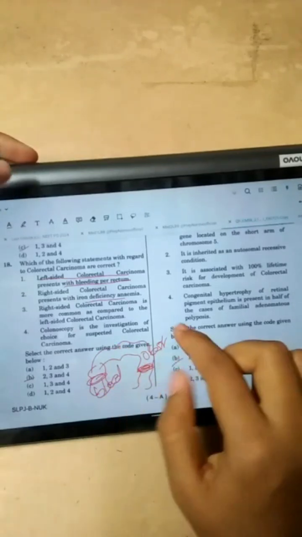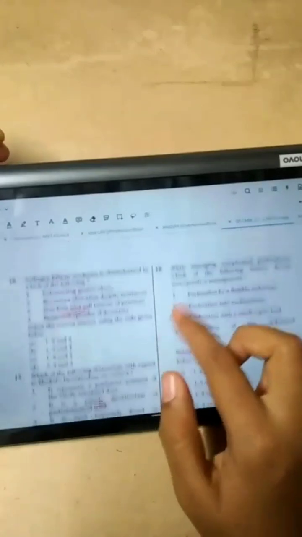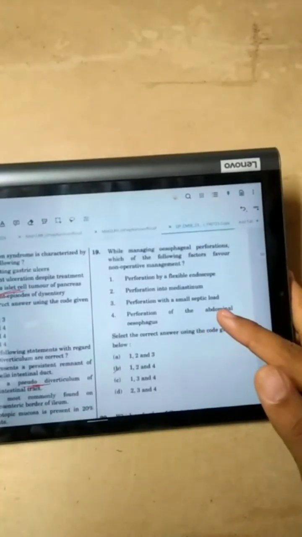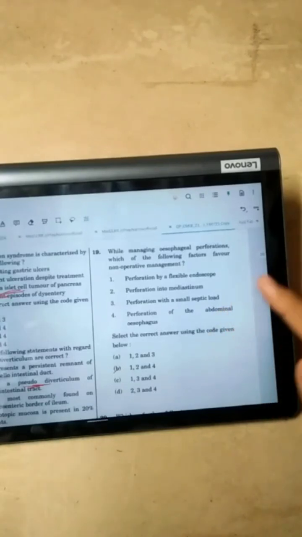And right side are more common compared to left side. Coming to question 19. While managing esophageal perforations, which of the following favor non-operative management?